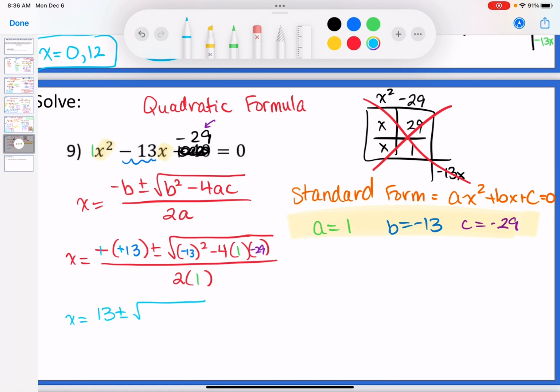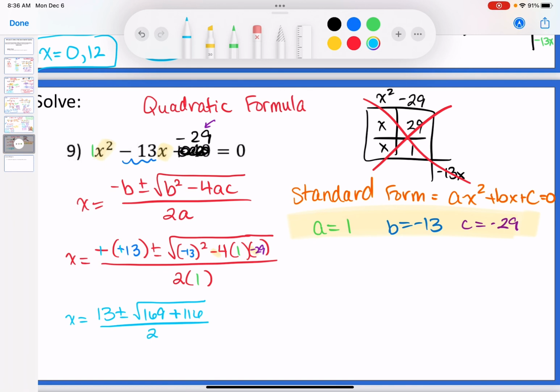Now this is why I need parentheses. Negative 13 squared is positive 169, not negative 169, okay? And now my next one, negative 4 times 1 times negative 29. Two negatives here mean that I have a positive answer. 4 times 29 gives me 116 if I use my calculator. Over 2 times 1 is just 2 down at the bottom.